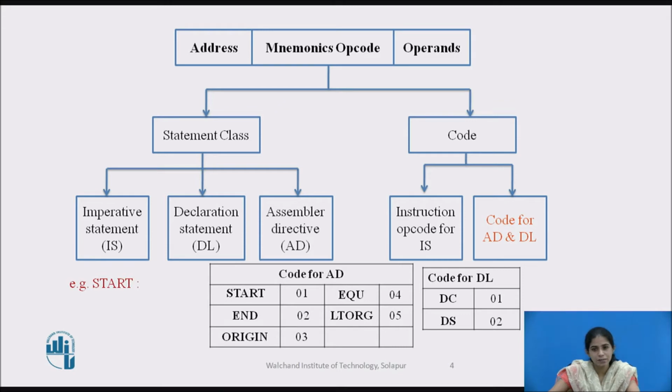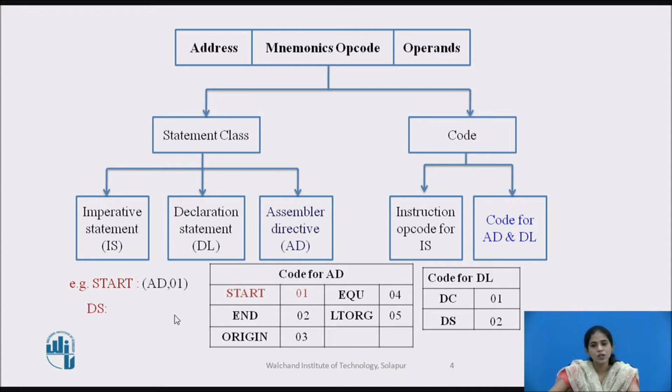Next, we will see one example of how we specify the mnemonics opcode for the START. For the START we specify the statement class. START is nothing but an assembler directive. So here we specify the statement class as AD, and for the AD we have to specify the code. Here for the START the code is 01. So we specify 01. This is the intermediate code generated for the START.